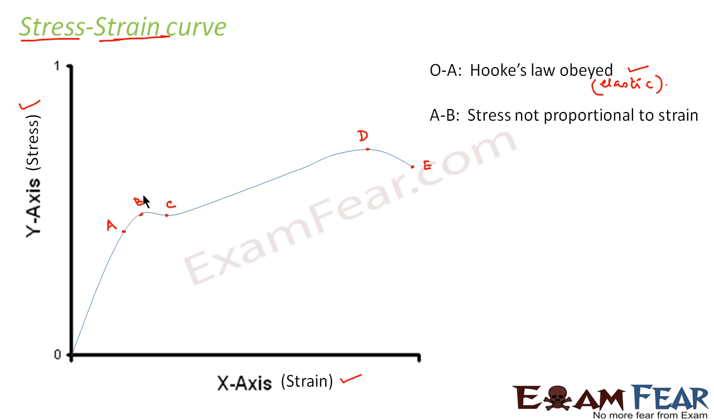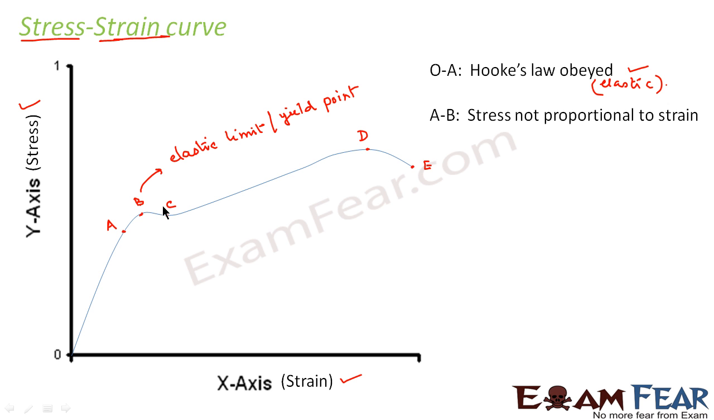Now, this point B is known as the yield point or elastic limit. We were talking about elastic limit in the statement of Hooke's law. So this is elastic limit. This is also known as yield point.